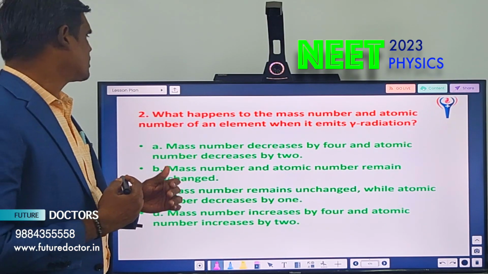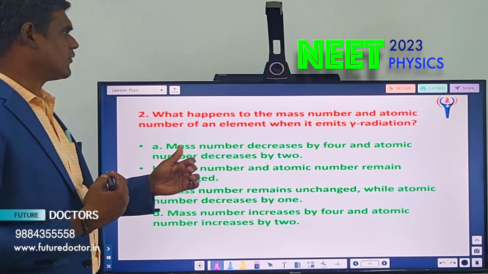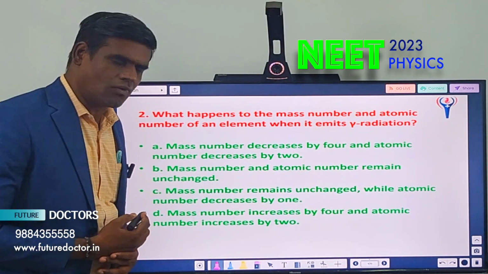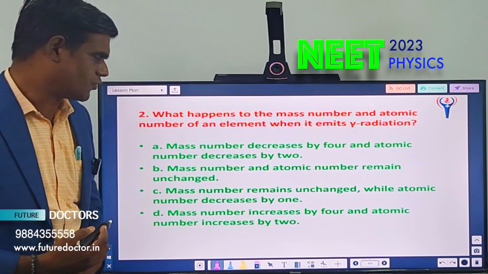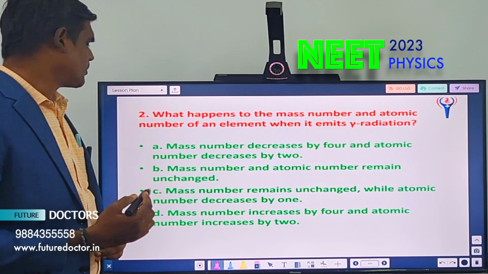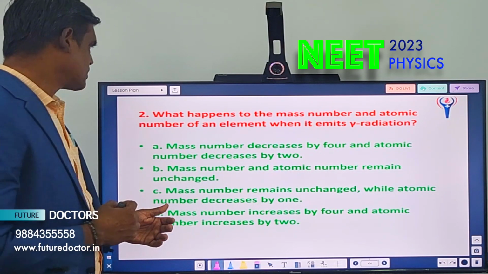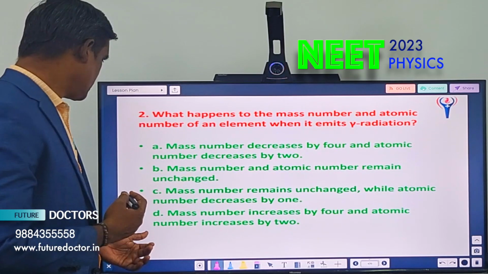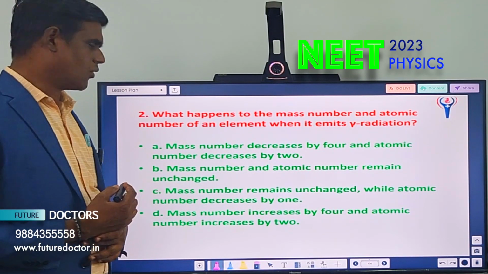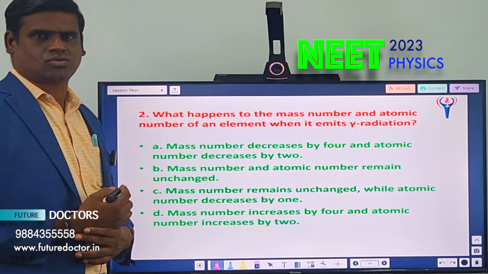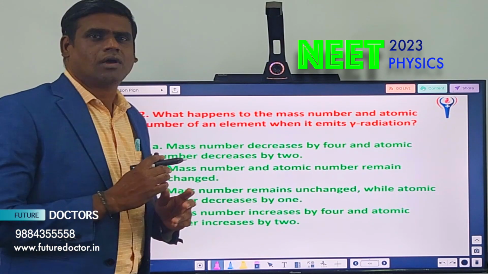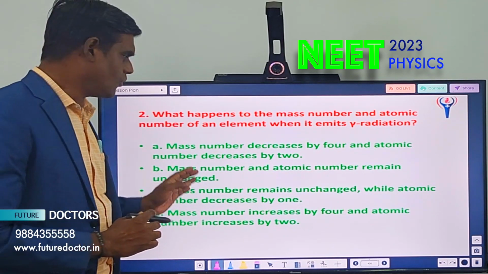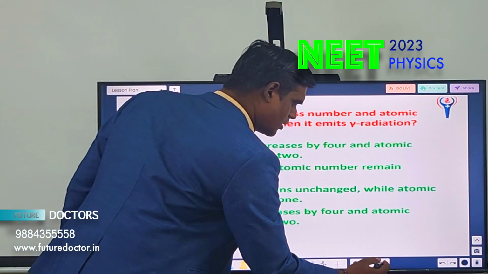What happens to the mass number of an atom and atomic number of the element when it emits gamma radiation? Option A, mass number decreases by 4 and atomic number decreases by 2. B option, mass number and atomic number remain unchanged. C option, mass number remains unchanged while atomic number decreases by 1. D option, mass number increases by 4 and atomic number increases by 2. Here you should know the concept of gamma decay or gamma emission. By knowing the idea, you will find the solution. Let's move to question number 3.